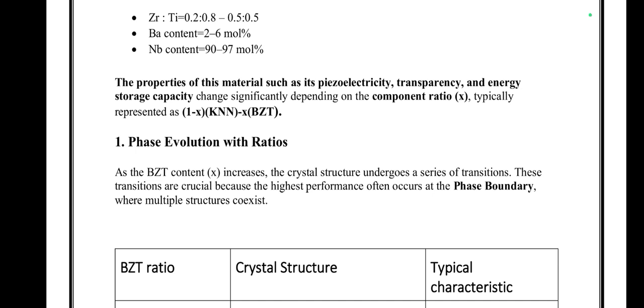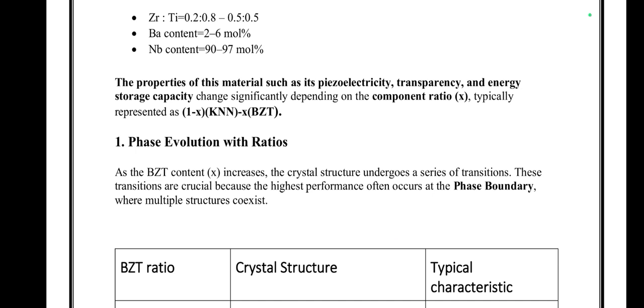zirconium and titanium having equal molar concentration, 0.2 to 0.8 and 0.5 to 0.5, barium content 2 to 6 mole percentage, and niobium content 90 to 97 mole percentage. The properties of this material, such as its piezoelectricity, transparency, and energy storage capacity, change significantly depending on the component ratio, typically represented as (1 minus x) KNN, x BZT.